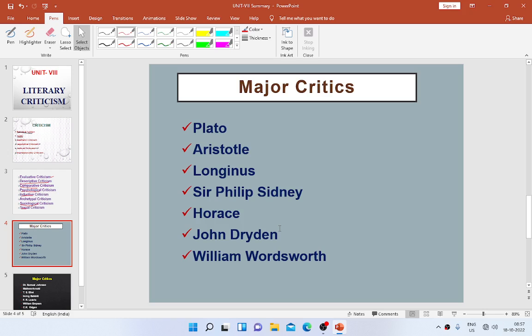We find that his critical observations on poetry are found in works such as the Ion, the Symposium, the Republic, and the Laws. So Plato denounced poetry on moral and philosophical grounds. His main aim was to induce moral values in society and seek the ultimate truth.